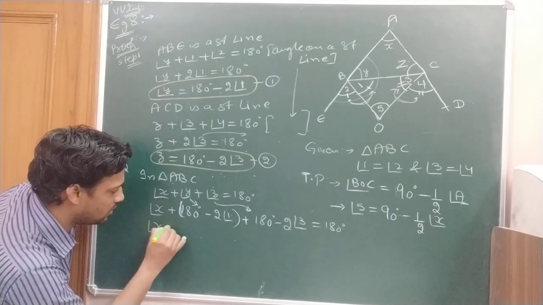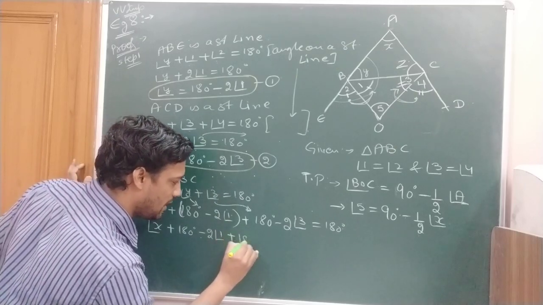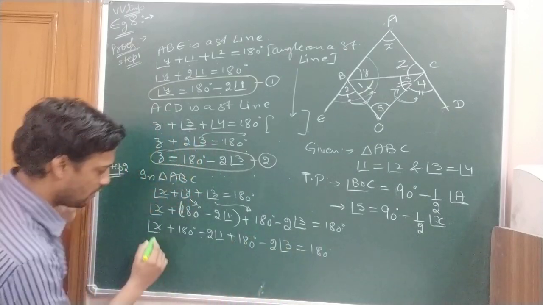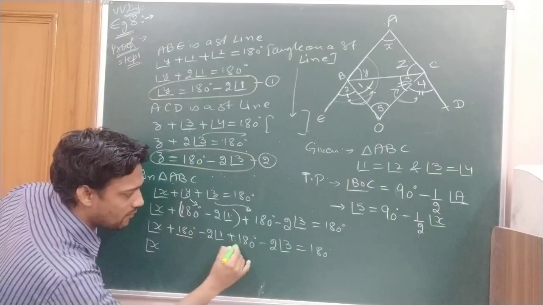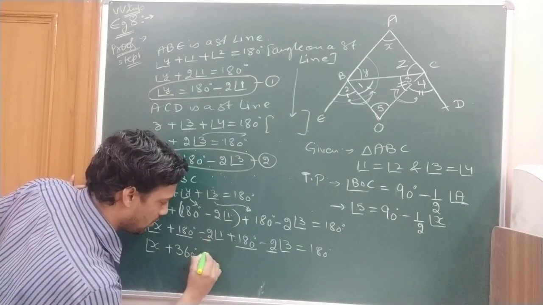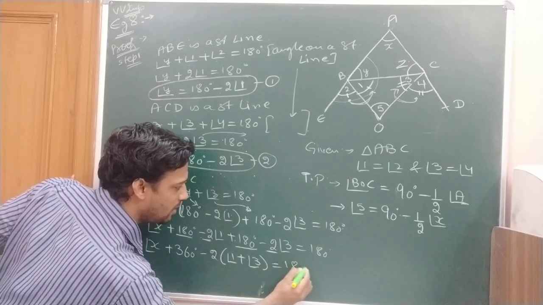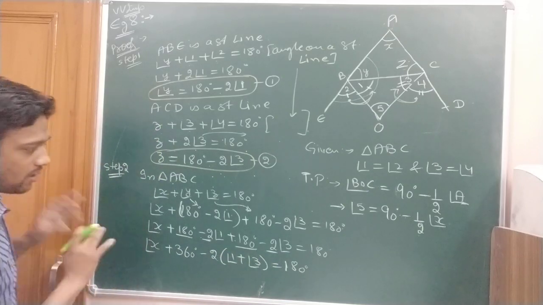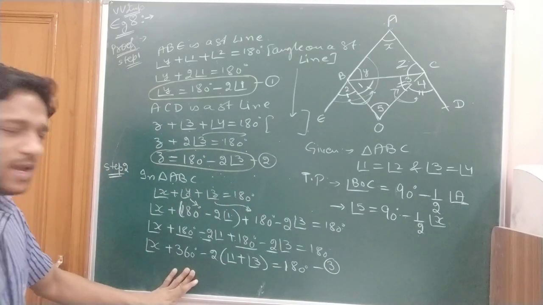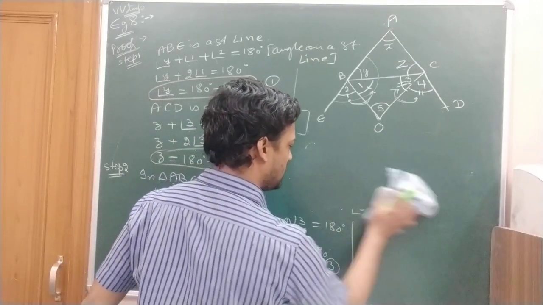Now open the bracket. X plus 180 minus double of angle 1 plus 180 minus double of angle 3 equals 180. From here, angle X, 180 and 180, 360. Take the common minus 2 from here. Minus 2 taken common, here is angle 1 plus angle 3 equals 180 degree. Now listen, students. Keep this equation as it is. This is equation number 3. Now step number 3. So this is given to prove.